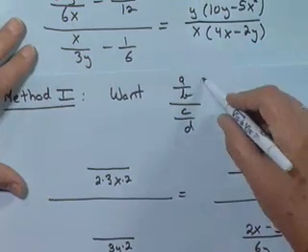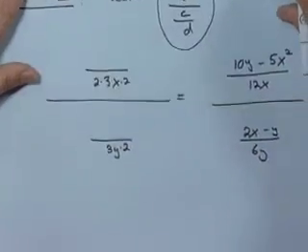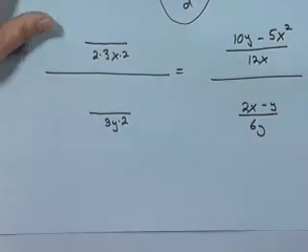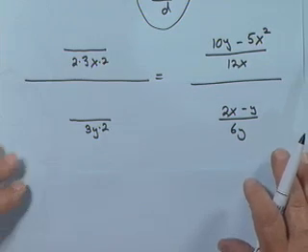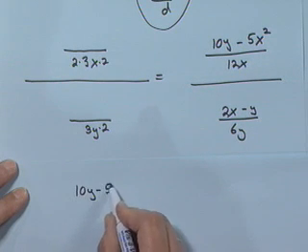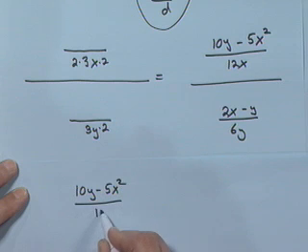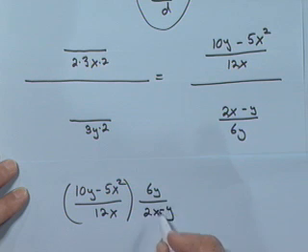Now it's in this form of a over b divided by c over d. So what I can do then is invert and multiply. And so hopefully at the end we'll end up with the same thing that we ended up with in method 1. So we will have 10y minus 5x squared divided by 12x, and this is going to be multiplied by the inverse, 6y over 2x minus y.